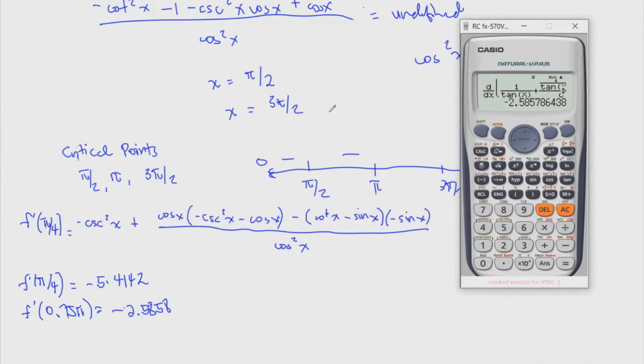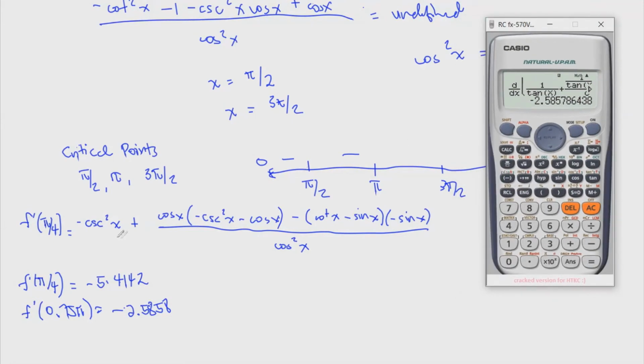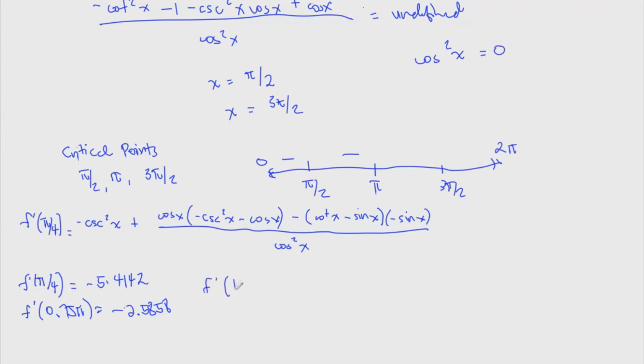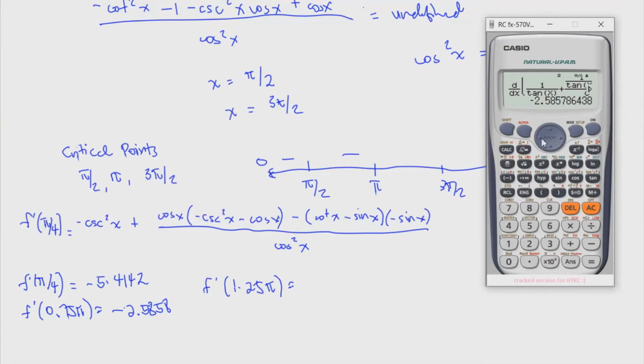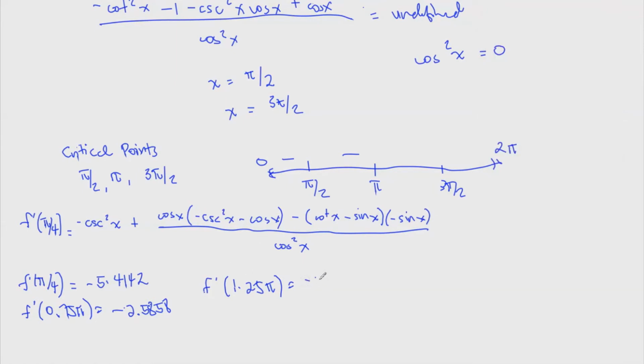And then we have pi and then 3 pi over 2. For 3 pi over 2, you can select the middle of 3 halves and then 1. So that's basically 1.25 pi. So I'll be using f prime of 1.25 pi for this. Therefore, I can now write right here 1.25 pi, and the answer would be negative. It's the same, negative 2.5858. With this having the same answer, you can see that there's a symmetry right here.